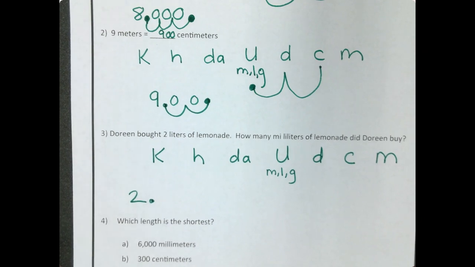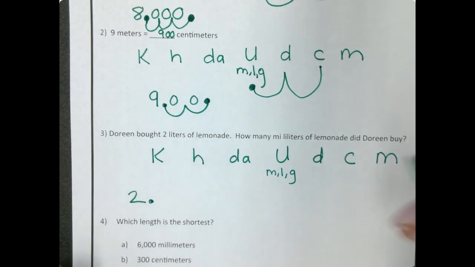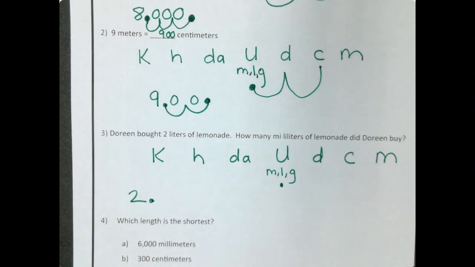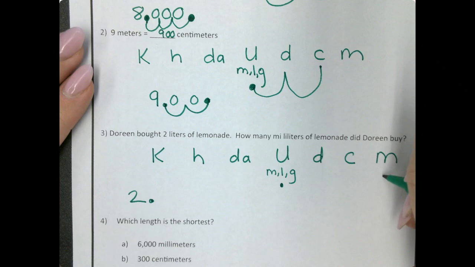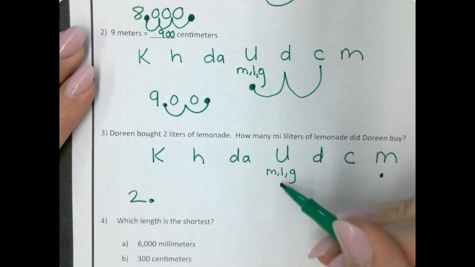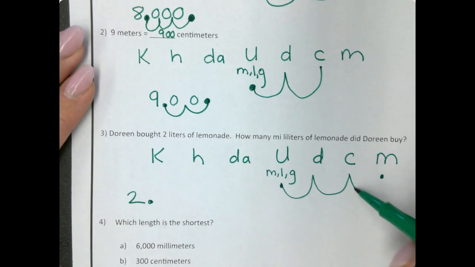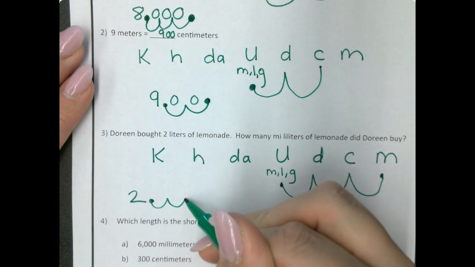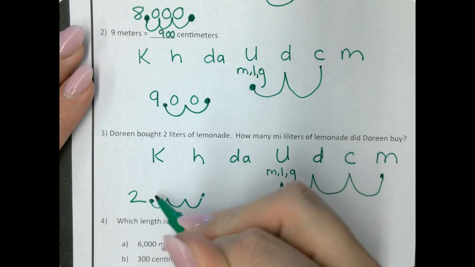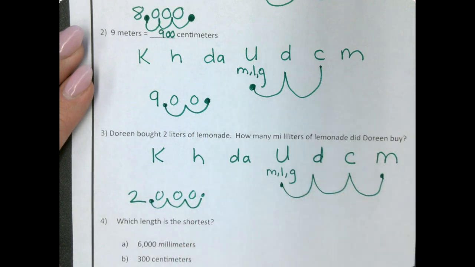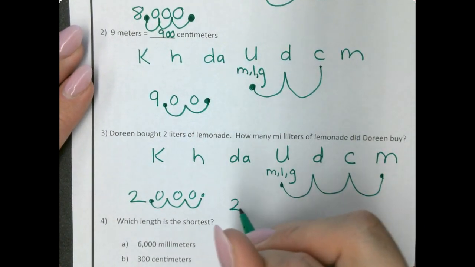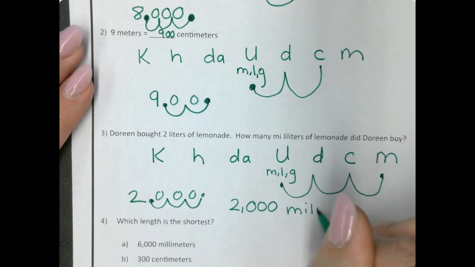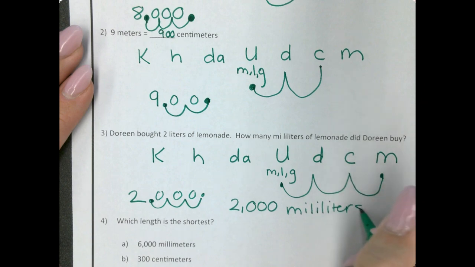Liters, where am I starting at? U. And we're going to milliliters. What letter am I going to? M. Okay, let's count. 1, 2, 3. 3 to the right. 1, 2, 3. So how many milliliters is it? 2,000. Yep, 2,000 milliliters.